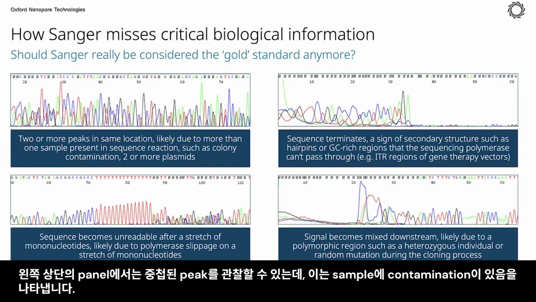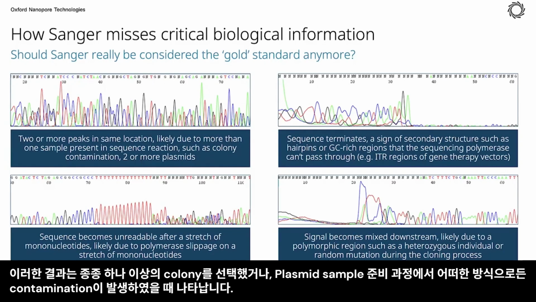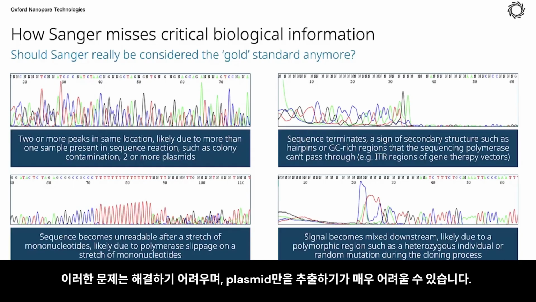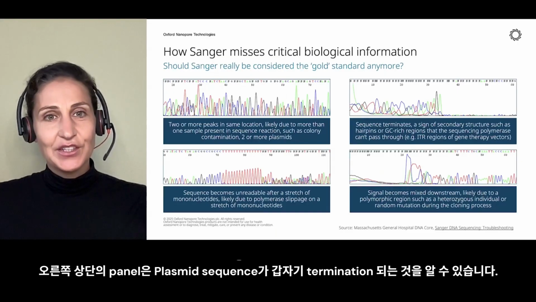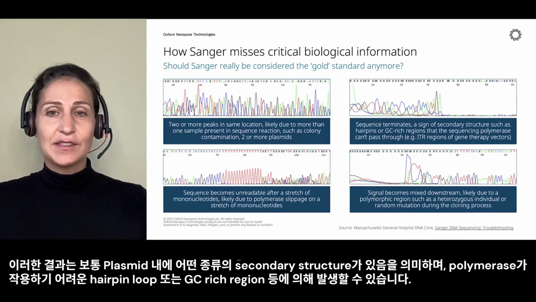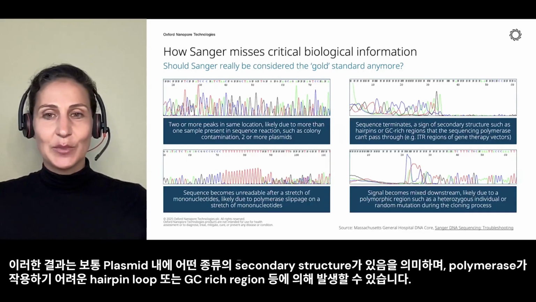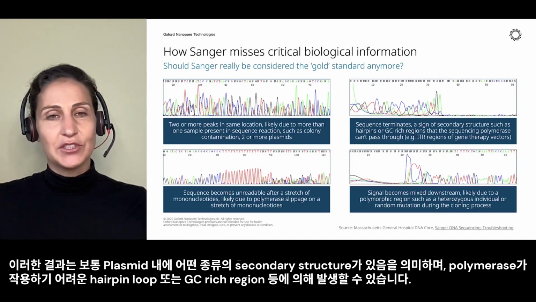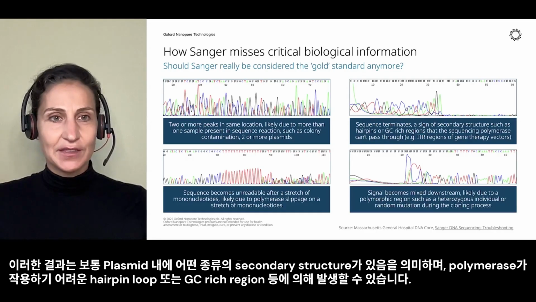On the top left panel, we can see overlapping peaks, and this suggests that we have contamination in our sample. And this can often happen when we've picked more than one colony or we've contaminated our sample prep for our plasmids somehow. And so this can be very difficult to resolve and deconvolute. On the top right, we see that the sequence terminates abruptly. And this is usually a sign that there is some kind of secondary structure in our plasmids that can be caused by things like hairpin loops or GC-rich regions that the polymerase has difficulty navigating.